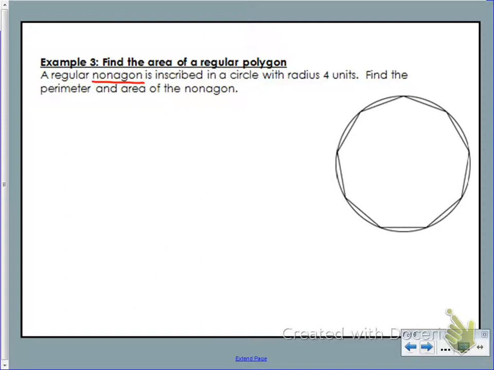It has a radius of 4 units. Find the perimeter and area of the nonagon. So our ultimate goal is to find the perimeter of this nonagon and its area. Well, let's put our information on our picture.